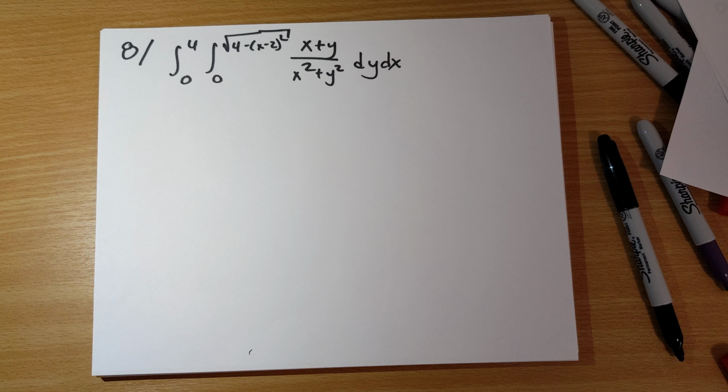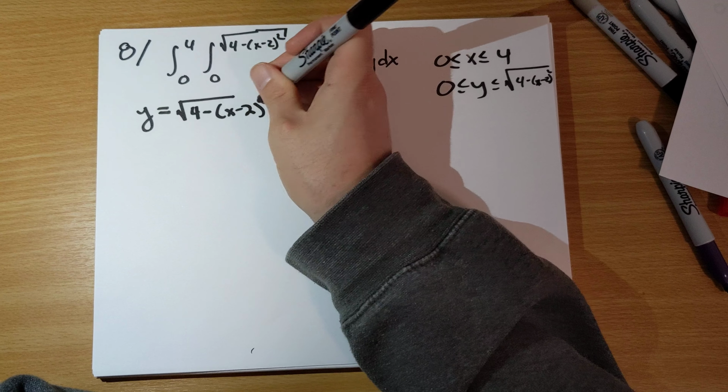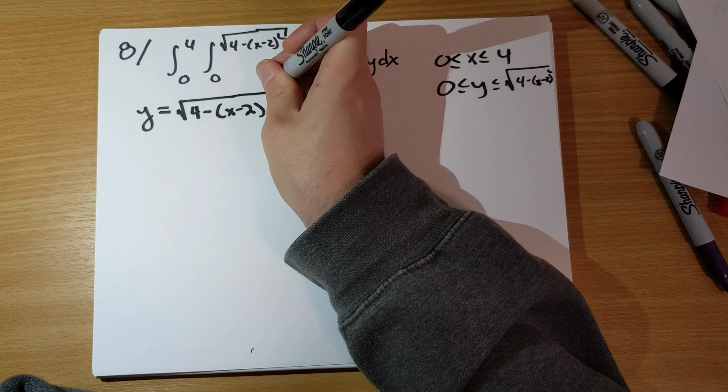Okay, so the first thing that we should be flagging here is what's going on with the curve y equals the square root of 4 minus (x minus 2) quantity squared. Well, let's substitute in. Y is r sine theta, x is r cosine theta. Squaring both sides gives us r squared sine squared theta is equal to 4 minus (r cosine theta minus 2) squared.